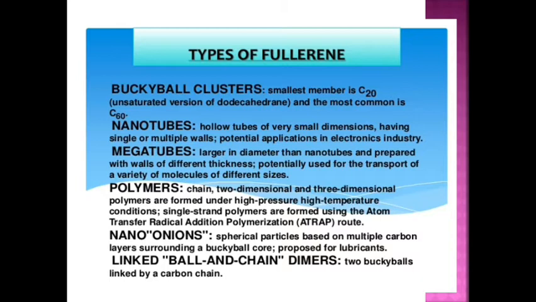Different types of fullerene. Buckyball clusters. The smallest member is C20 and the most common one is C60. Buckminster Fuller invented this fullerene, which is why the term buckyball arose. Now the next one is nanotubes: hollow tubes of very small dimensions having single or multiple walls, with potential applications in the electronics industries.